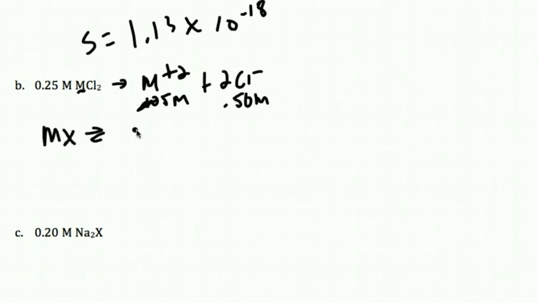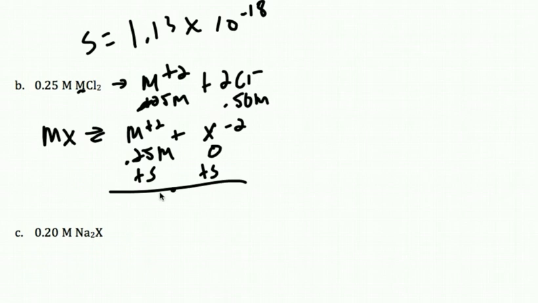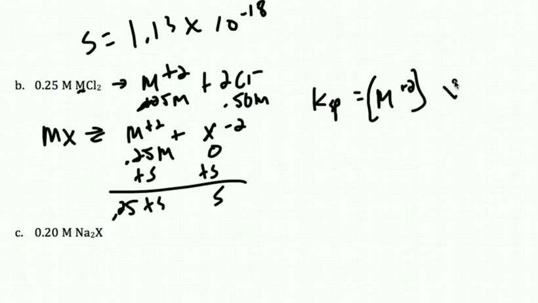So what is happening is I have an amount now. I don't have a zero amount. I have some of that already dissolved or sitting in the solution. So that's going to affect how much my new stuff will dissolve. I don't have any of this X in solution, so that'll still be 0. This will be plus S, 0.25 plus S and S. Now when I set up my Ksp, which equals M plus 2 concentration times X minus 2 concentration, I am solving for the molar solubility.